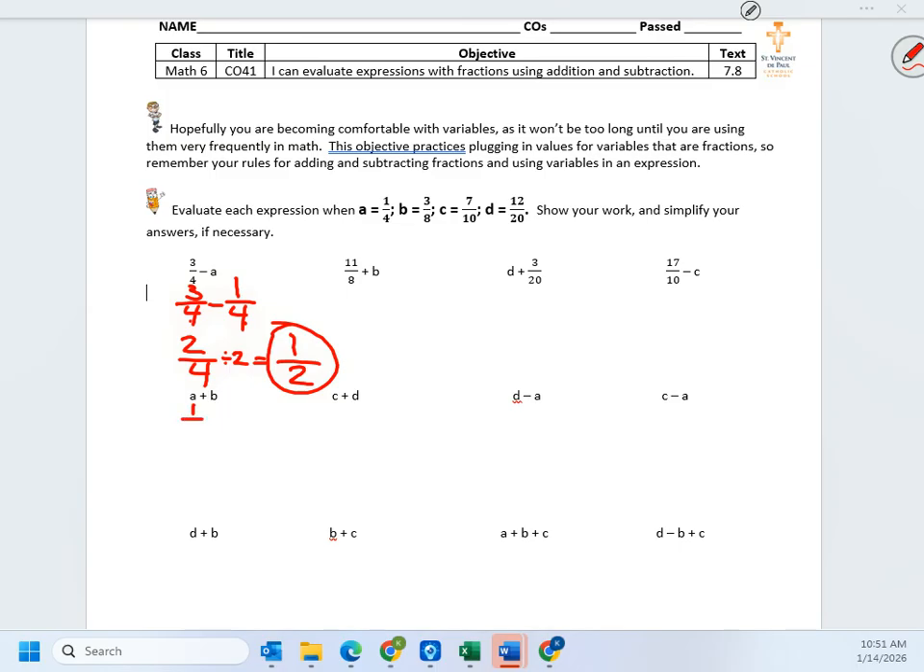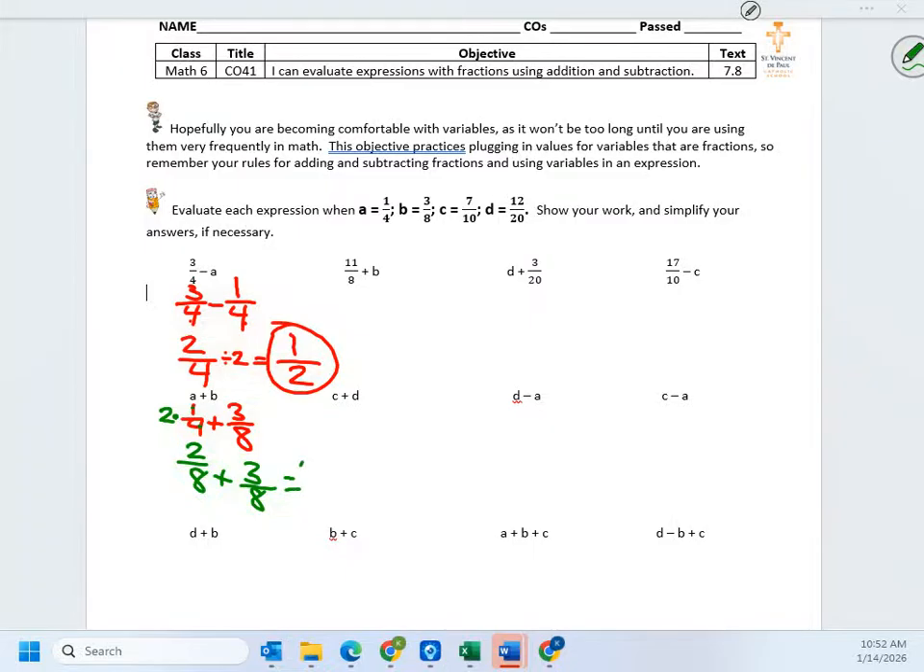We have A is 1/4, plus B, which is 3/8. We have different denominators, so the first step is to find a common denominator. So I know that the 4 can multiply up to the 8, so I'm going to keep the 3/8 the same. 4, I'm going to multiply by the 2, because 4 times 2 is 8, 1 times 2 is 2. Now I have a common denominator. I made sure whatever I multiplied my denominator by, I multiplied my numerator by. Now I can go through and I can add just the numerator.